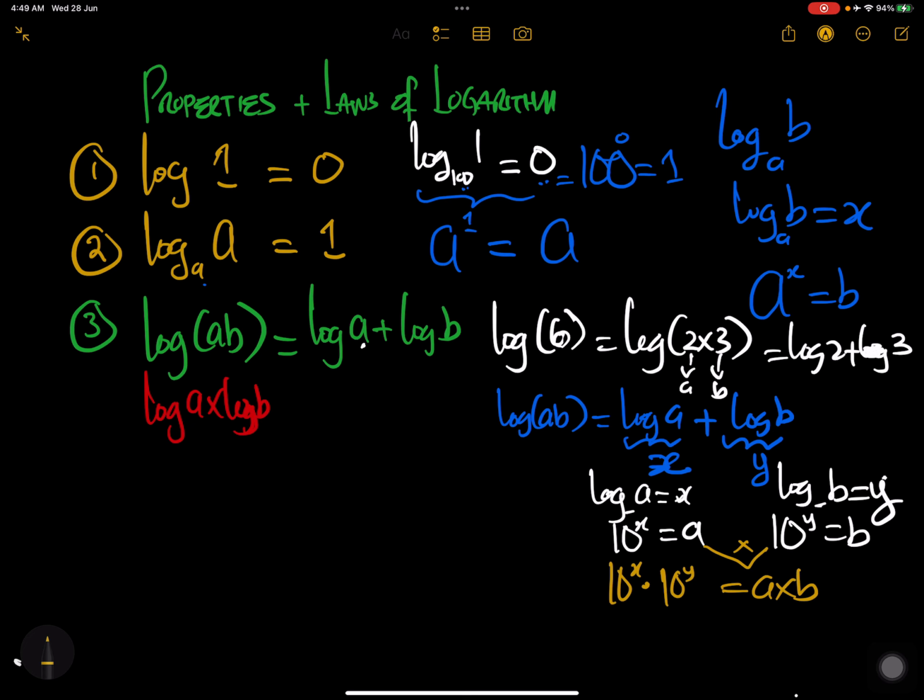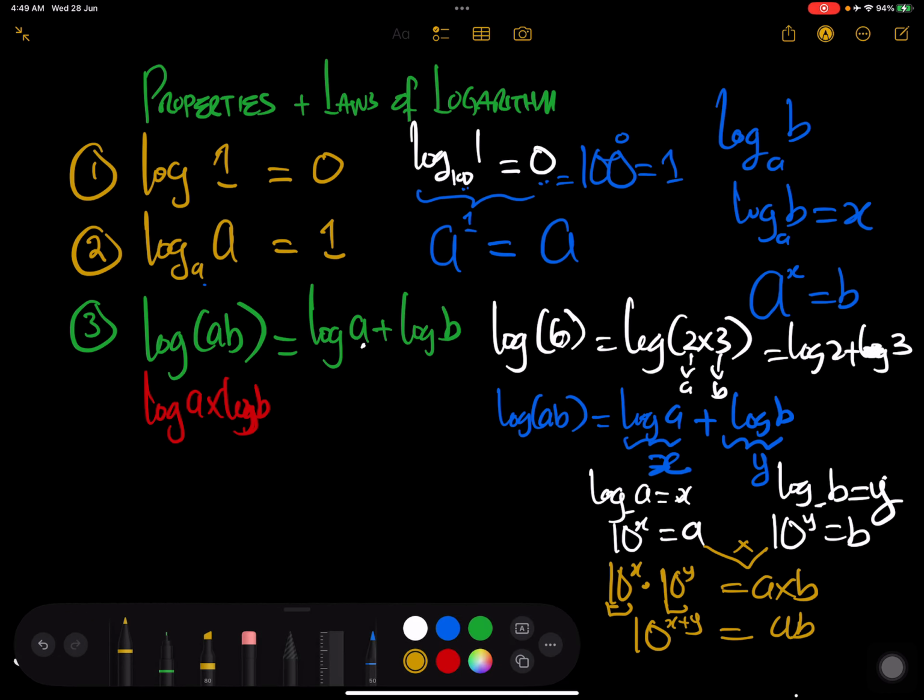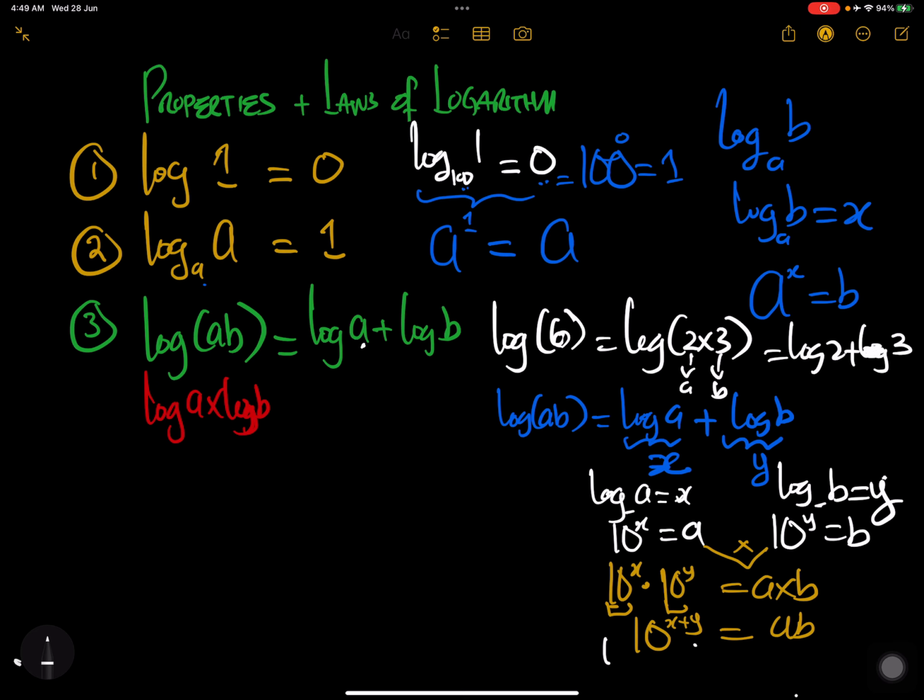Here, because the bases are the same, we add the powers. It's going to be 10 to the power x plus y is equal to AB. Now you take the log of both sides. We're going to have another law: this x plus y is going to drop. So it's going to be x plus y times log 10 is equal to log AB.